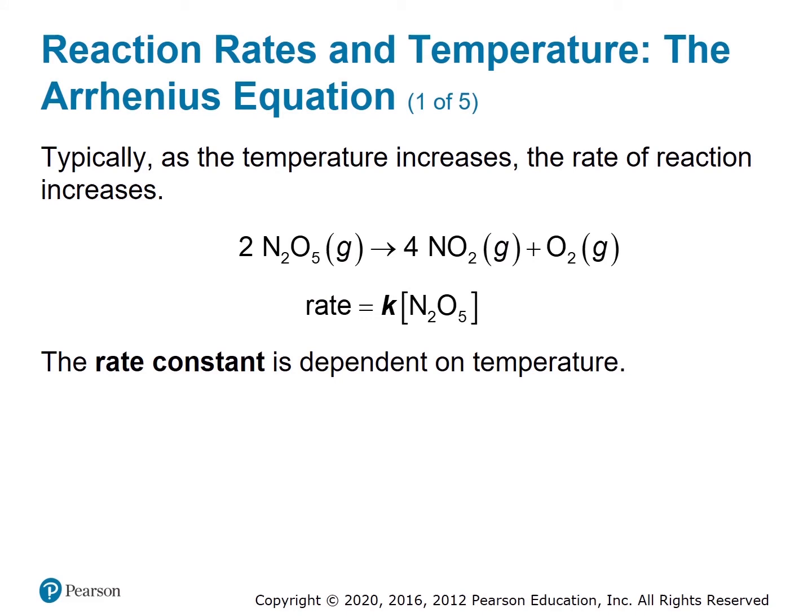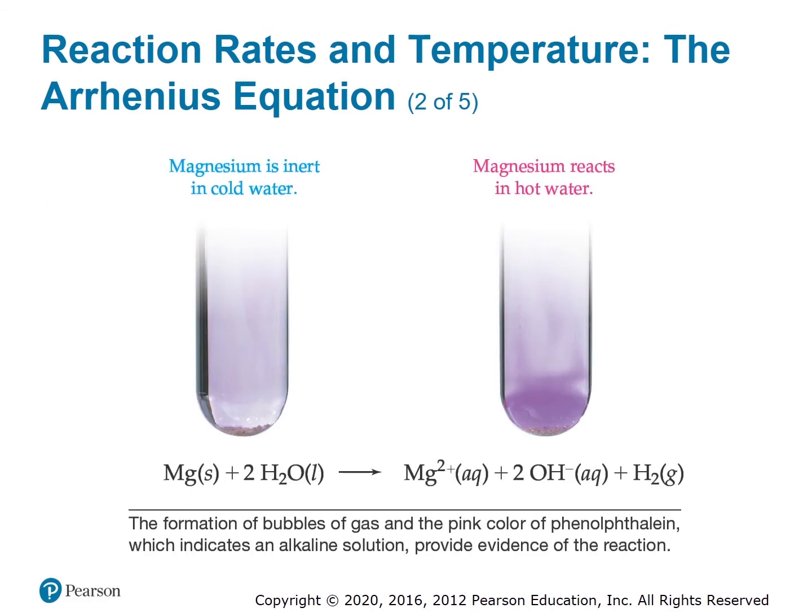Speaking of rate constants, let's talk more about those. Not only does k depend on the particular reaction, but even for the same reaction, k varies with temperature. Perhaps unsurprisingly, the rate of virtually all reactions speeds up as the temperature increases. As an example, the reaction between magnesium metal and water is essentially non-existent in cold water, but much more vigorous in hot water. We can see the increased reactivity in the picture at the right, as evidenced by the formation of bubbles and the pink color of the phenolphthalein indicator in the solution.